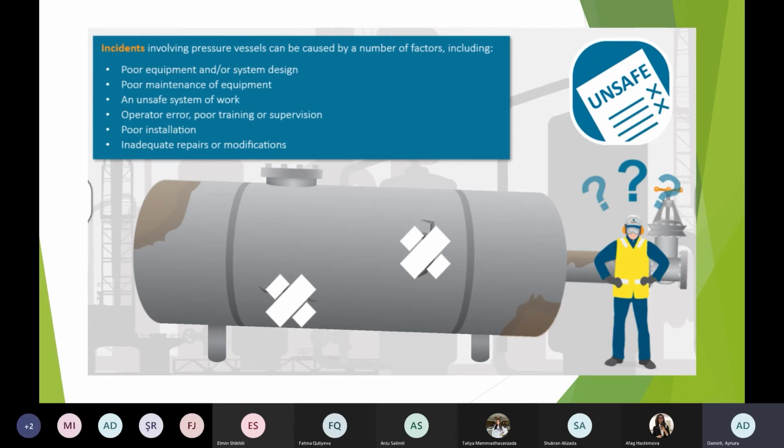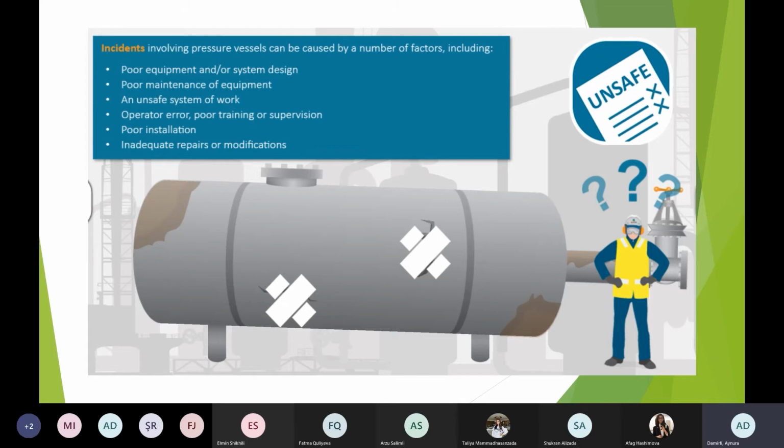So, poor installation. Again, we bring equipment to the site, but we need to connect it to a system. And if a connection on the site has been done improperly, there could be leaks from these connection points, and this also falls into an incident. And inadequate repair or modifications.